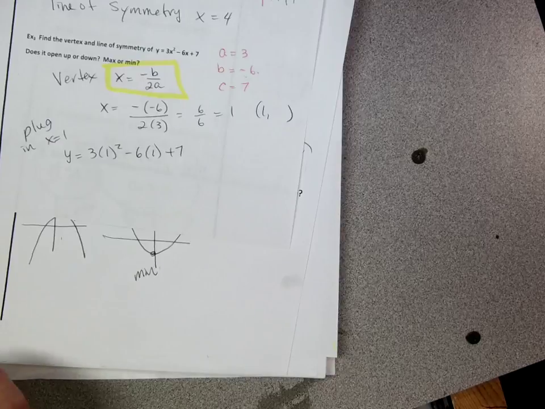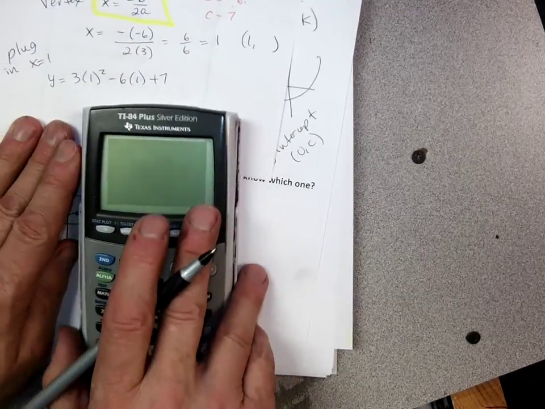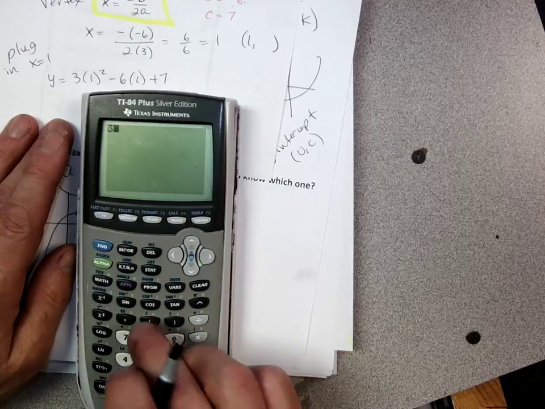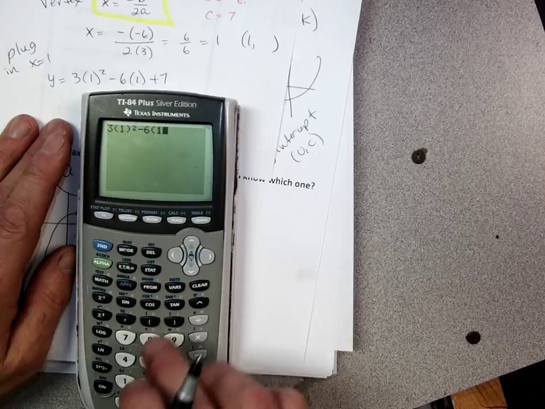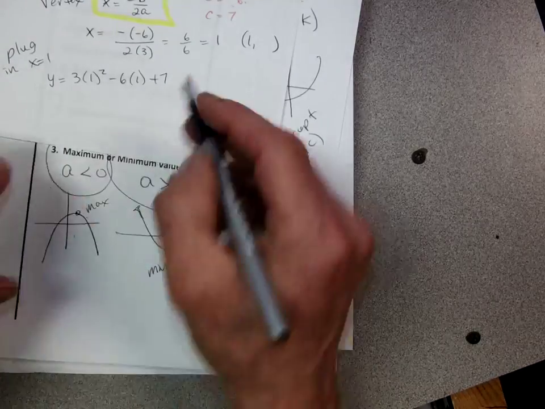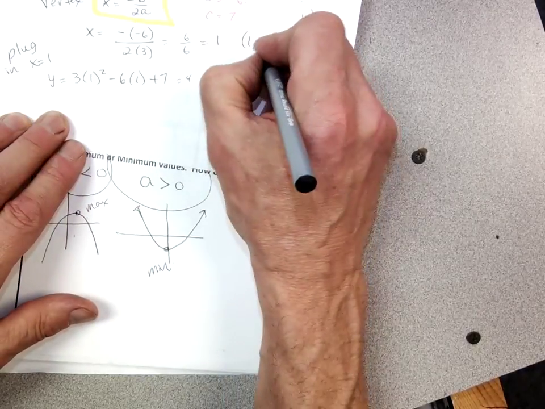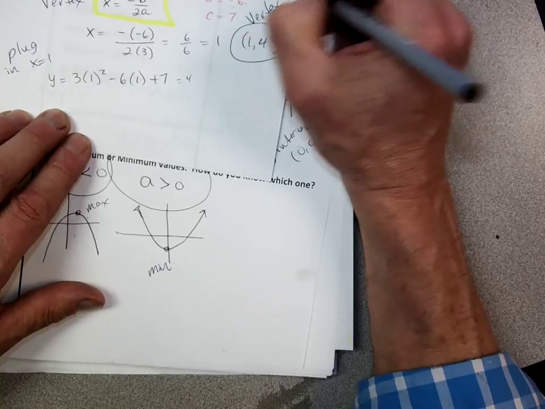And I'm sometimes a little bit lazy. I'll show you why. Because sometimes I just let the calculator do the work for me. I really do. I'll say calculator, take 3 times 1 squared, subtract 6 times 1 plus 7. Okay, let the calculator do the work. Plug it in. What do I get for an answer? I get 4, okay? So that's my vertex, right there at 1, 4, okay?